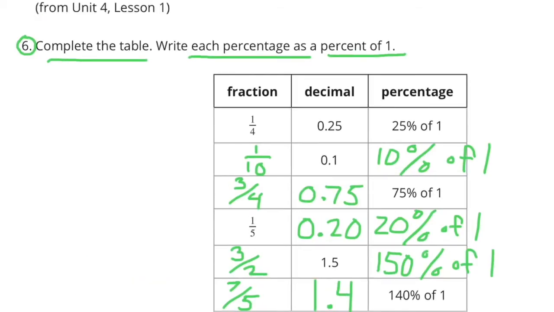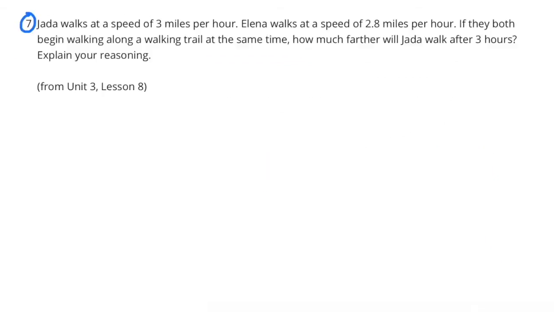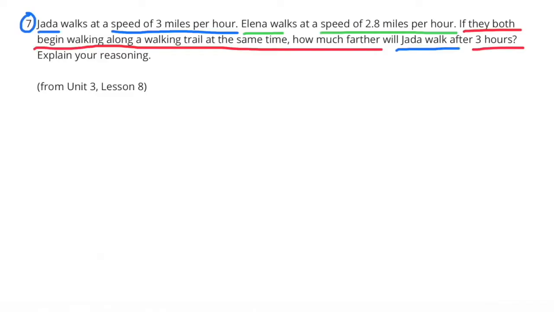Take a moment to compare your table with my table. Number 7. Jada walks at a speed of 3 miles per hour. Elena walks at a speed of 2 8/10 miles per hour. If they both begin walking along a walking trail at the same time, how much farther will Jada walk after 3 hours? Explain your reasoning.